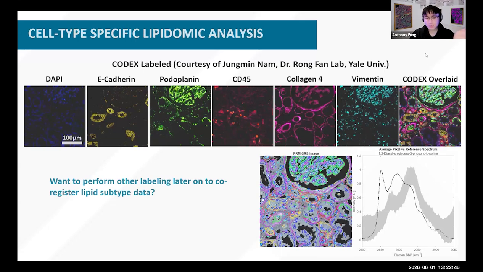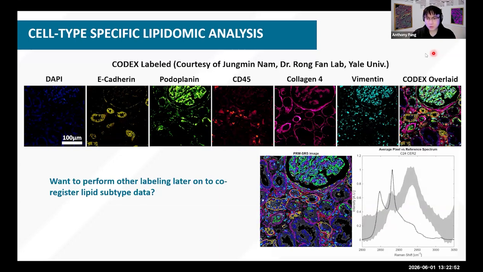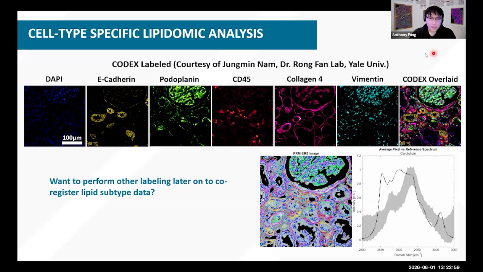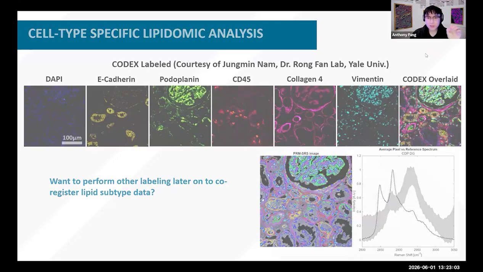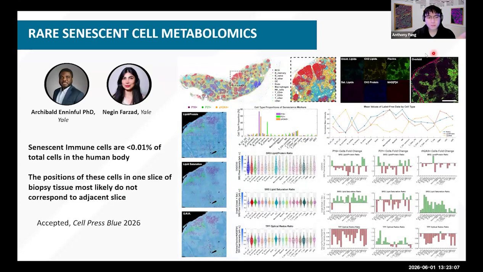And this is really great because, since it's a label-free and non-destructive technique, you can do things like multiplex immunofluorescence to identify cell types of interest and then find those lipid subtypes within each cell type of interest. This is an example of a CODEX image that we did on the exact same stimulated Raman scattering image. And this becomes a really important tool where the preservation of the spatial biology really matters.